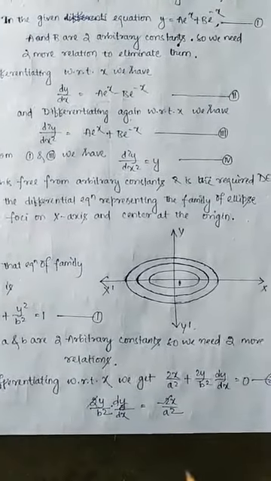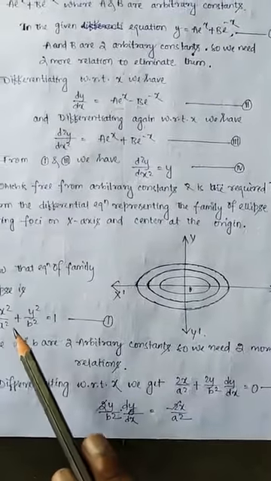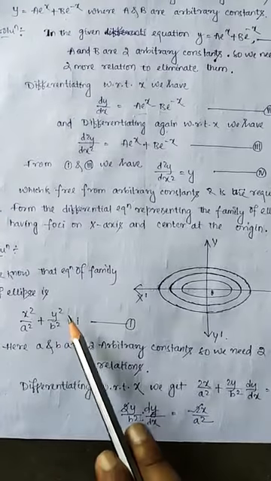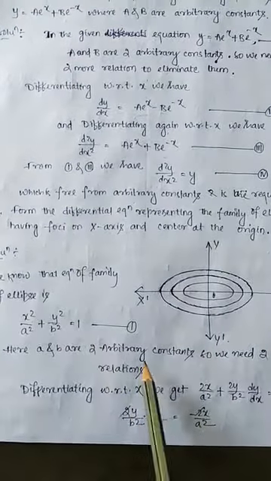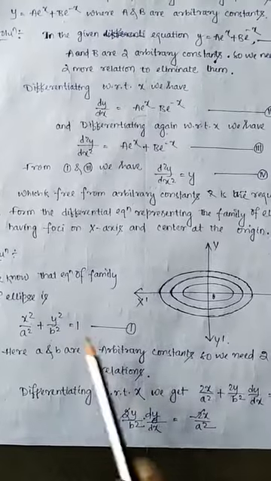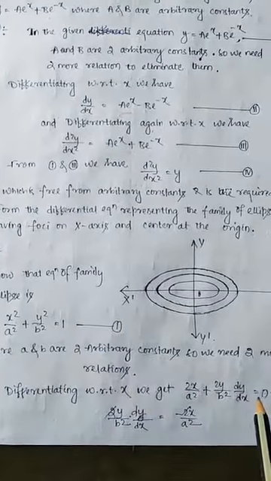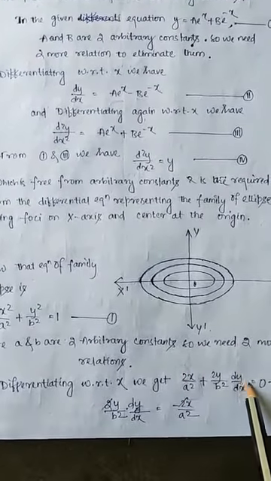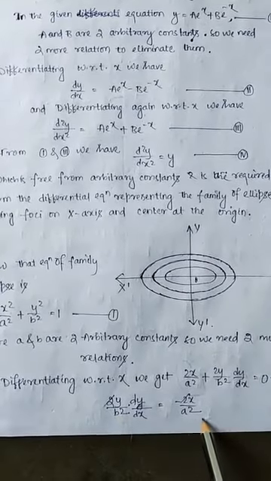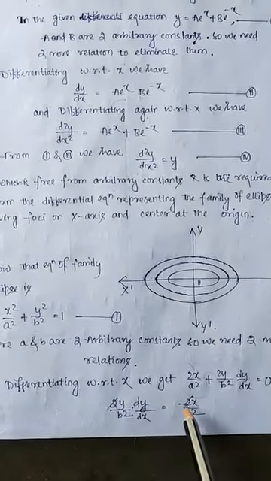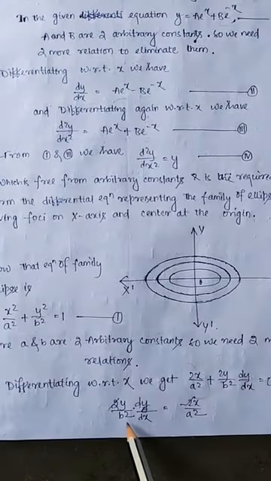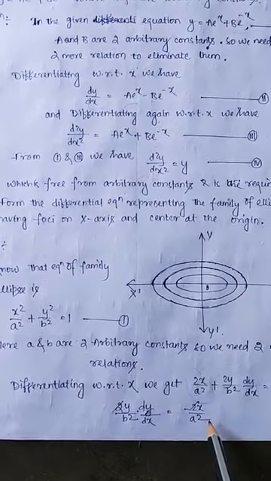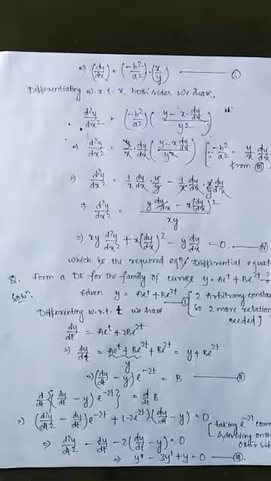So differentiating with respect to x, what I am getting: the derivative of x square by a square equals 2x by a square, plus y square by b square, its derivative equals 2y by b square into dy by dx, and the derivative of 1 equals 0. So taking this term to the right hand side, what I am getting is y by b square into dy by dx equal to minus x divided by a square.